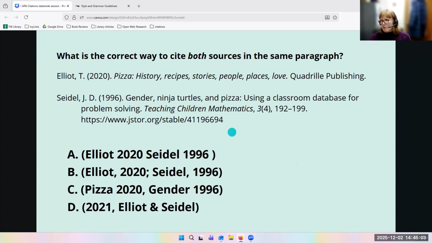Okay, well, I guess I have one more. Let me double check before I say that. Yes, one more. What is the correct way to cite both sources in the same paragraph? We're doing in-text citation again. We want to cite and mention both Eliot T and Seidel J. How would we do that? Yeah, it is B. It is a semicolon in between the two sources. Good job, everyone. Okay, that is everything for that.